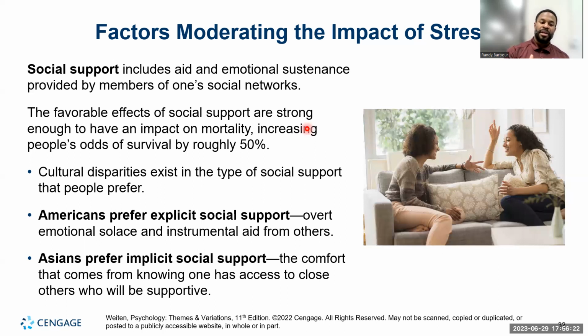Okay, with the Asian culture, they prefer more implicit social support. Implicit social support is that comfort that comes from just knowing you have access to close others who will be supportive. You don't necessarily have to have them there, but you know that they are in the midst. I feel that I have more of an implicit social support system, right? I think about my social support more implicitly. I know if I needed them, that I could fall back and have them. I don't necessarily have to call you, but if I know you're there, I know I have access to you, then I feel comfort.